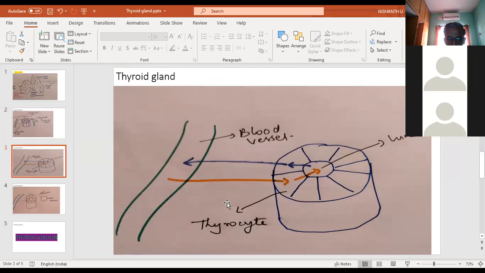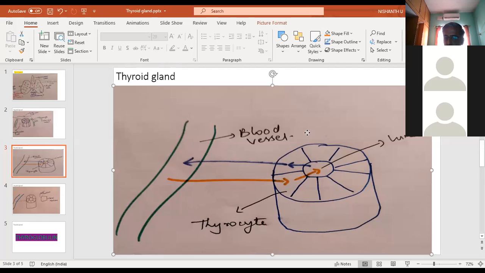Now what I am trying to tell is that here the T3 and T4 synthesis will take place. In the follicle, T3 and T4 hormone synthesis will take place. If these follicular cells want to synthesize T3 and T4, first what should happen? The raw materials required for the synthesis of T3 and T4 should be supplied by the blood. Blood will carry the raw materials, and those raw materials will enter the thyroid gland, especially the follicular cells, and enter into the thyrocyte. From the thyrocyte, the raw materials will enter into the middle lumen.